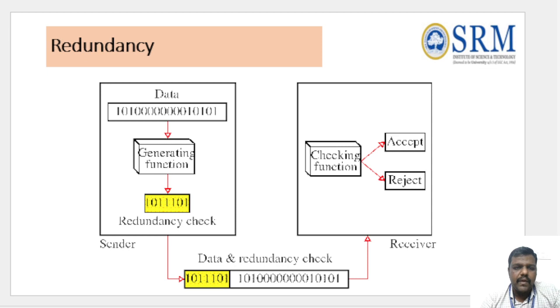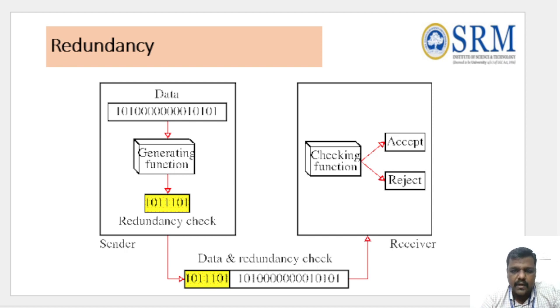So we are having a data, say 1010000 something, and from that data we are using a generating function. This generating function will generate redundancy check bits. These redundancy check bits, we are calling redundancy data. So this redundant data is added to the original data.